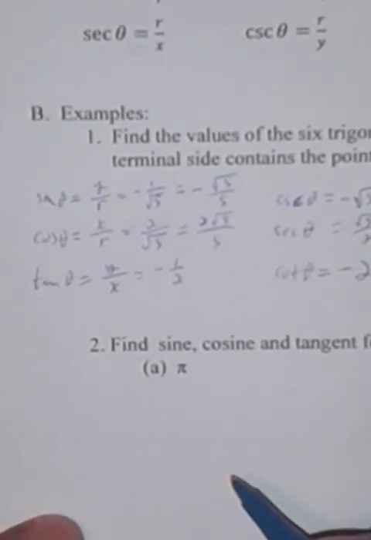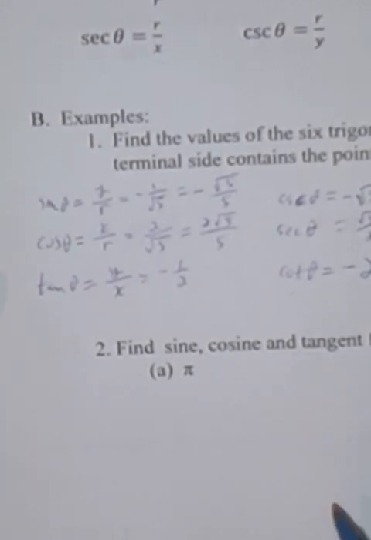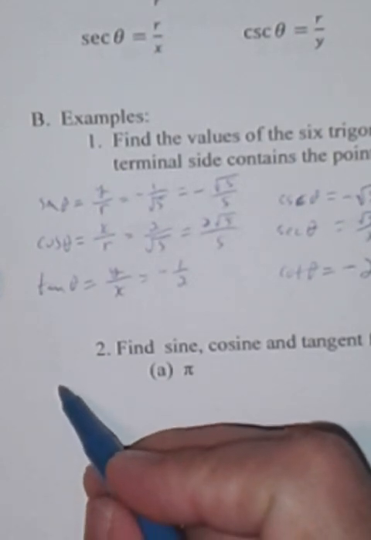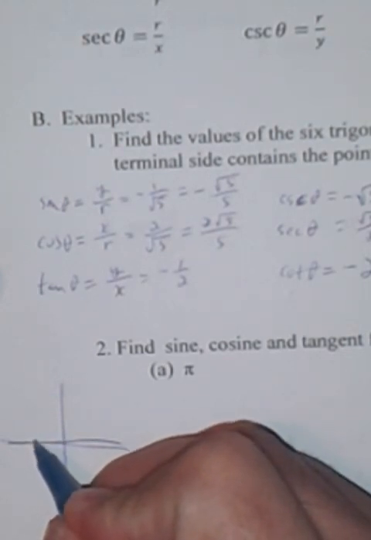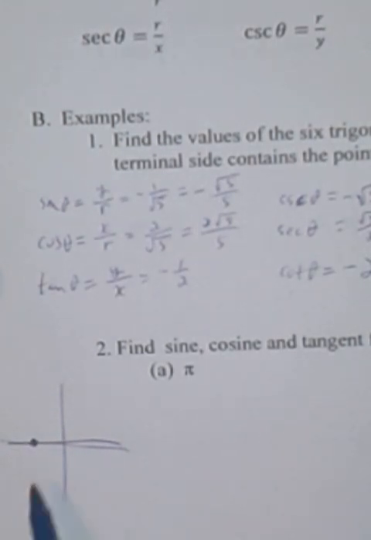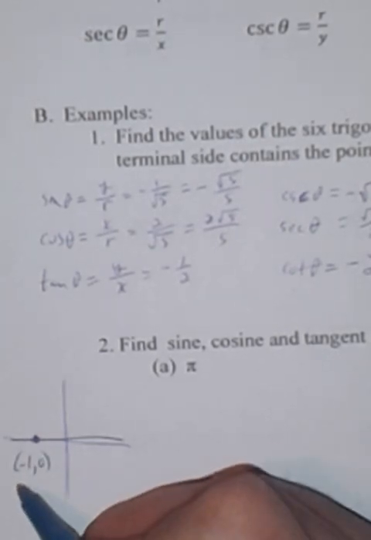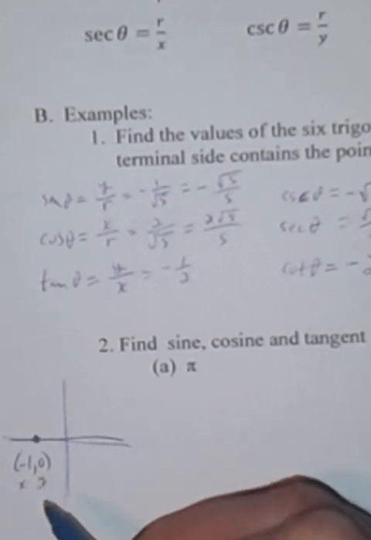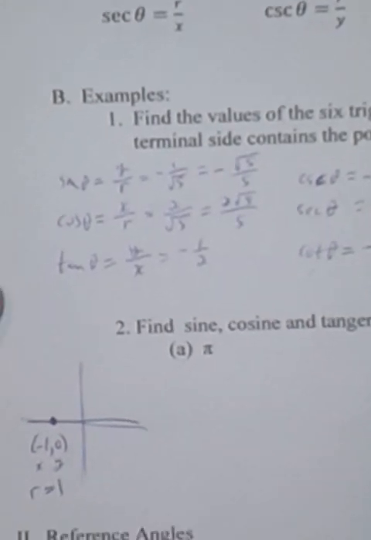All right, let's go on to number 2. It says find the sine, cosine, and tangent for each, and letter A is pi. And so where is pi? Well, pi, remember, is 180 degrees. We don't have an x and an r, but we can pick one. We'll just pick negative 1, 0. That point is on the terminal side of pi radians. Notice we can pick any point. So x is negative 1, y is 0, and r is 1, the distance from the origin to negative 1, 0 is 1.